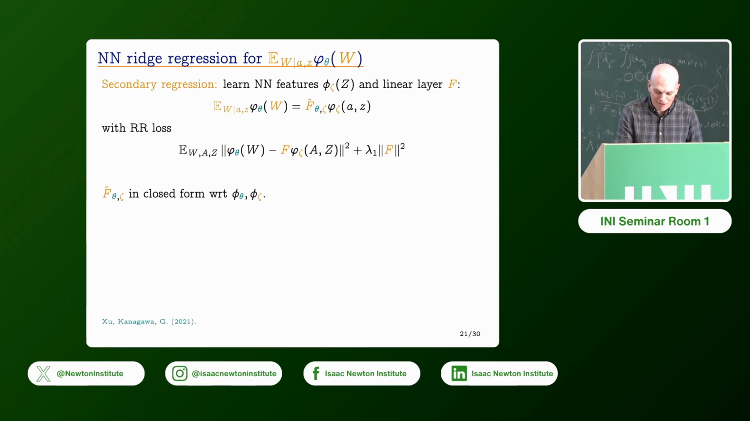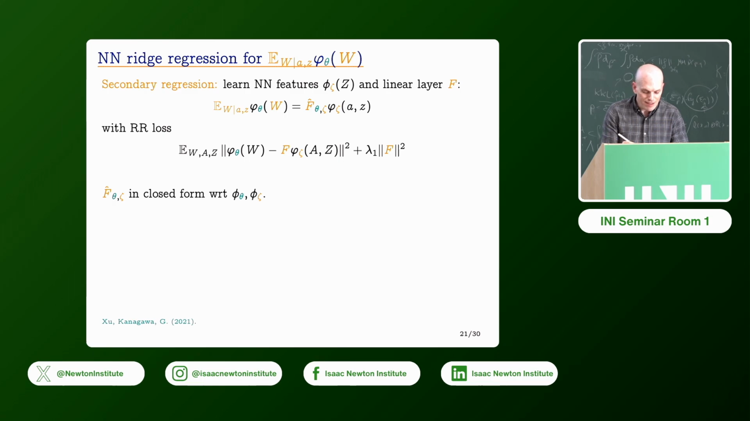I want a matrix F that takes my features of AZ, which have a parameter here, and gives me my conditional mean of functions of W given AZ. Now notice here that I haven't decoupled my features of A and Z. I've just got a single neural net that ingests A and Z and puts out a vector of features. How do I solve it? I solve it with ridge regression, where this is basically a trace of F transpose F, that's my ridge term. And then I've got a squared loss here, which maps my features of AZ to features of W.